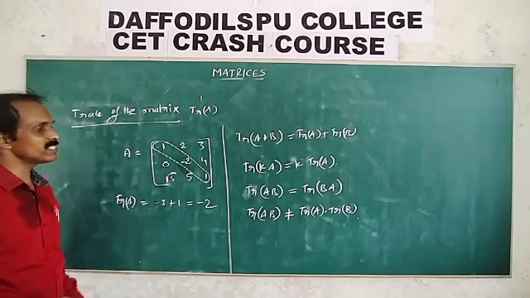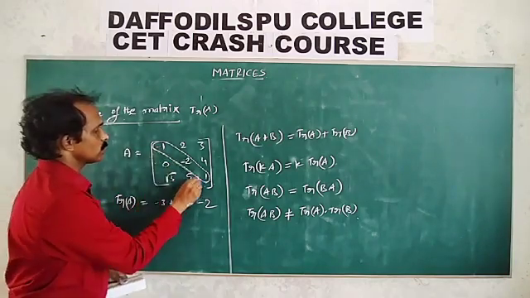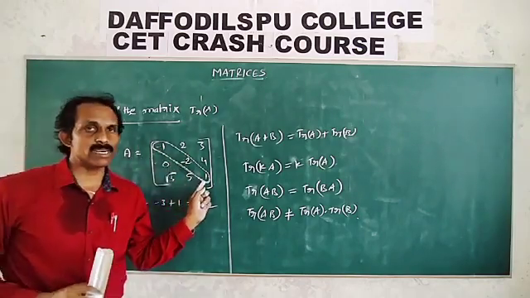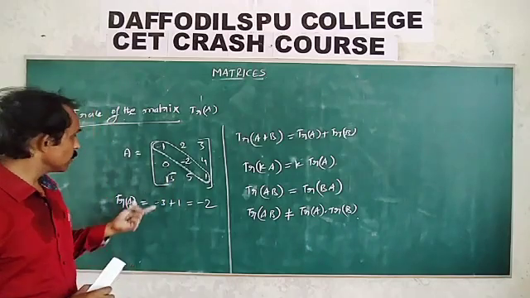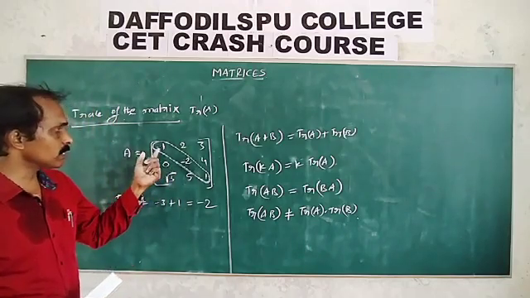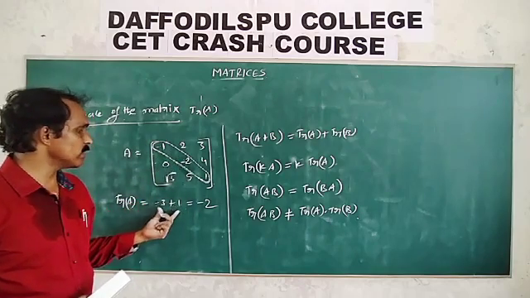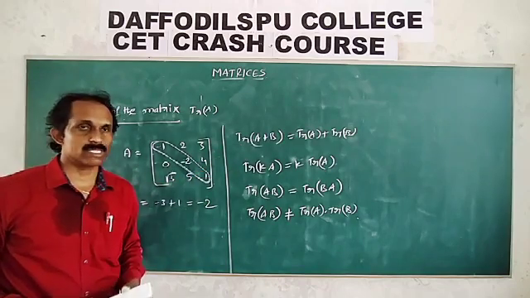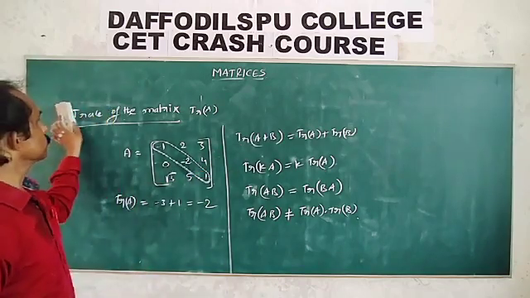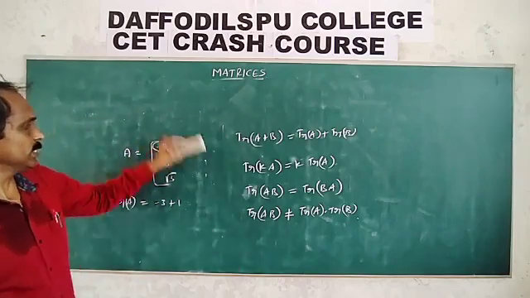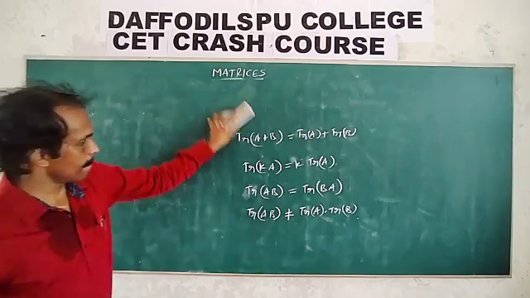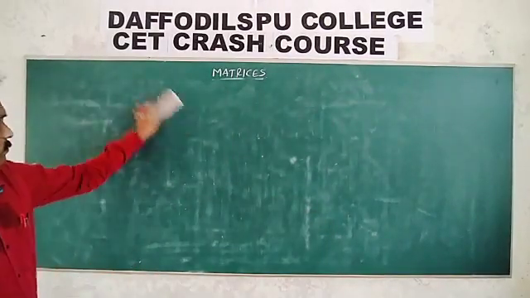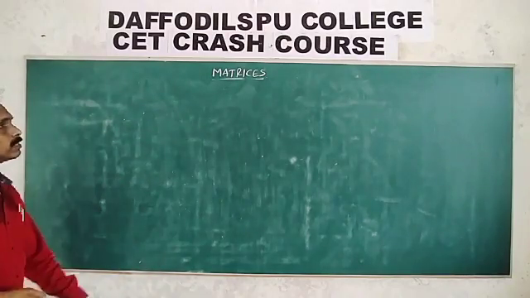What is the trace of the matrix? Out of this theory, the sum of all diagonal elements is called the trace of the matrix. For example, for this matrix we take the summation: minus 1, minus 2, 1. Adding, the answer is minus 2. These are the properties. Okay.